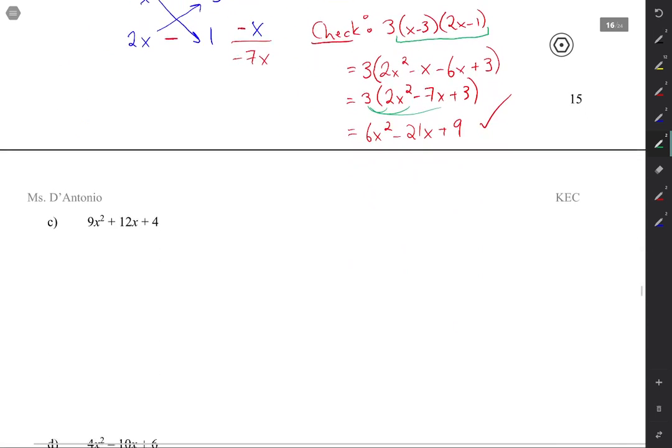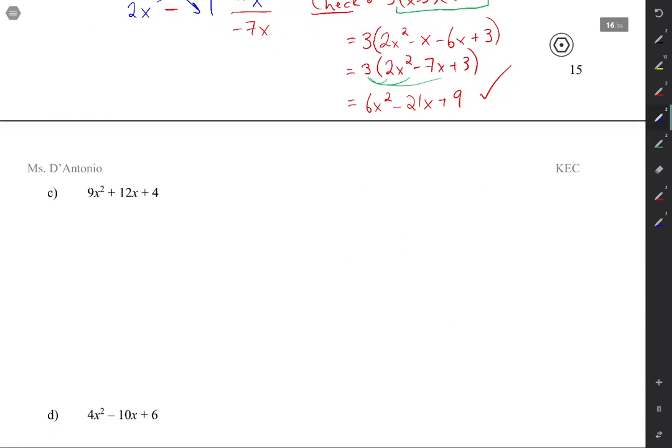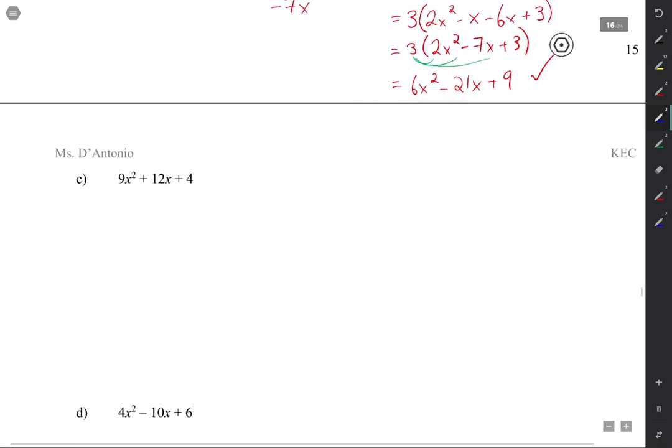So let's move on to example C here. So starting off with our two rules, is there a GCF, a greatest common factor, that we could factor out from 9, 12, and 4? No, there isn't. I can't think of a number that divides into all those, and we can't take out a variable because there's no x available to us in that last term. And finally, is this x squared term positive? Yes, it is. So we are good to go to factor this using the crisscross method.